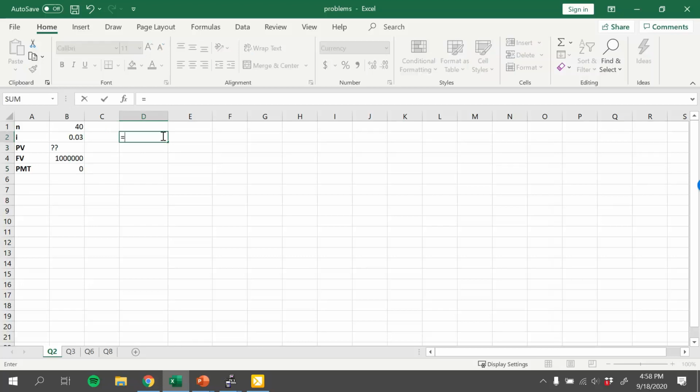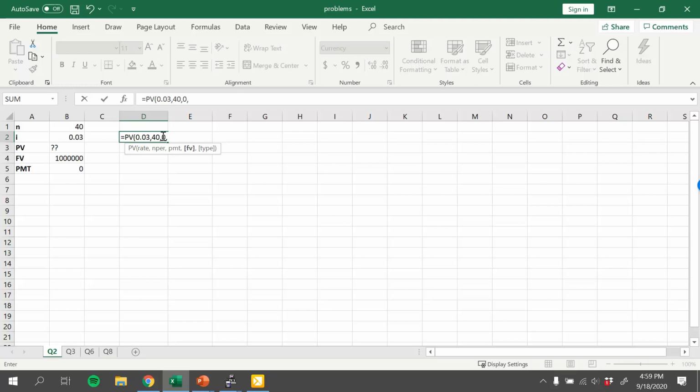So I'll put in equals to get into my functions menu, and then I'll type in PV. And I'll open parentheses, and then I'll get a list of the things that Excel wants to know to be able to solve this problem. So it wants to know what is the rate, what is the interest rate. So this is going to be 0.03. And then it asks you what is the number of periods we're investing. Well, we're investing for 40 years. What is the PMT? For now, we're going to have that as 0.